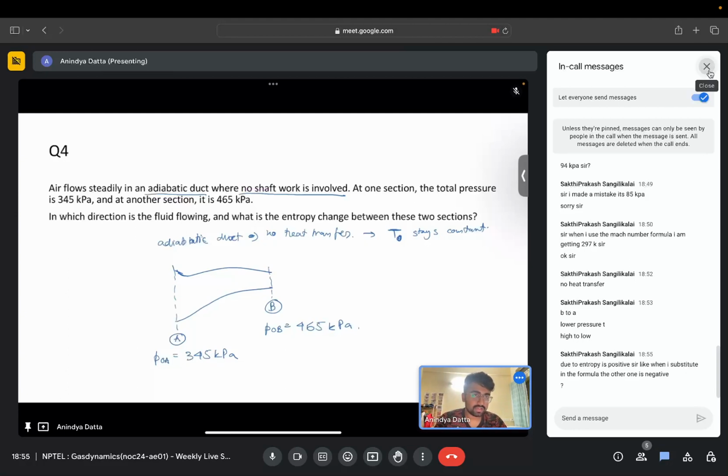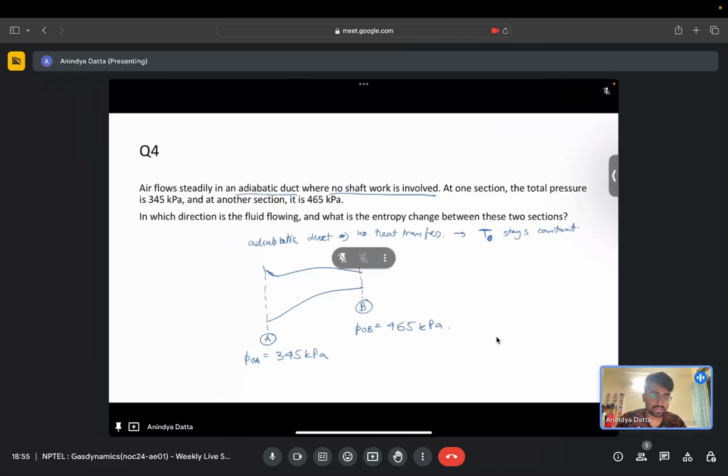That's what I meant. So, total pressure. Remember that in case of adiabatic flow, either the total pressure will stay constant if there are no irreversibilities, or total pressure will decrease if there are irreversibilities or losses in the flow. So if you see here, going from B to A, there is a loss in total pressure. So the flow is from B to A. Now let's explain.